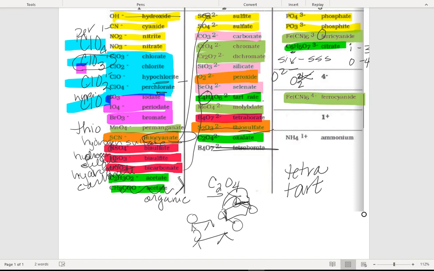Those are all the negative ones. The last one we have on here is ammonium. He is the only positive polyatomic ion that we will deal with this year. So there you go, NH4 with a +1. All right, hopefully that will help you learn how to name these.